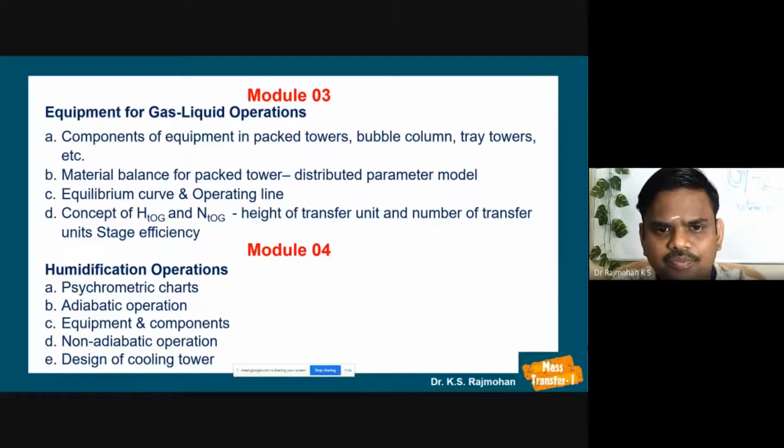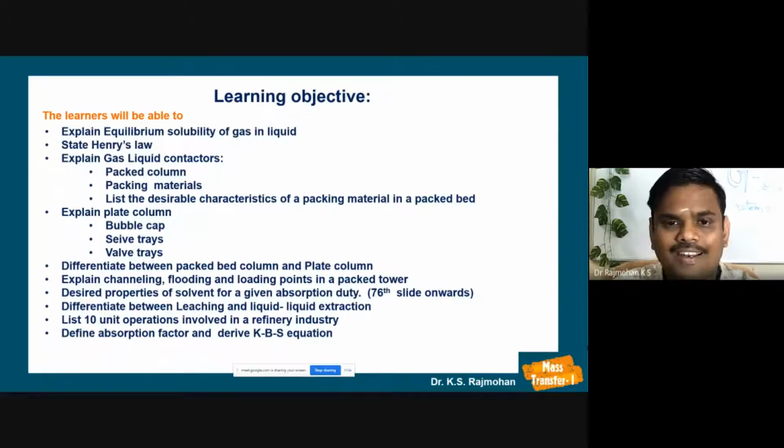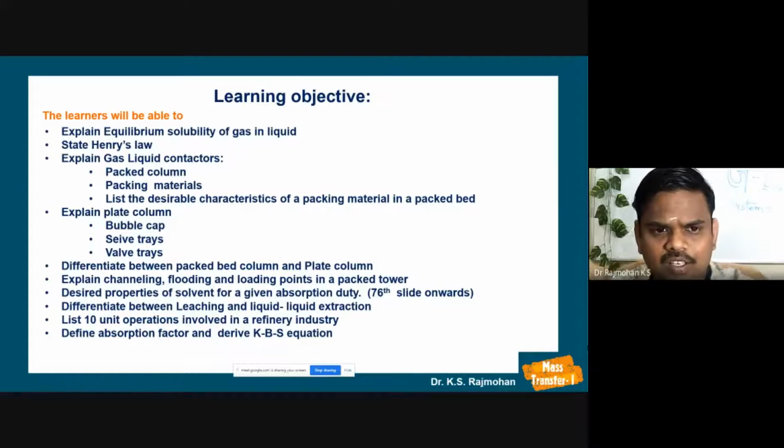If you look at the learning objectives of module number 3, the learners will be able to explain what the equilibrium solubility of a gas in liquid is and how to draw the equilibrium curve. What is Henry's law? What is the Henry's law constant? What is its unit when we express the Henry's law constant in different fashions? From Henry's law, how to plot the equilibrium curve, all that they will be able to explain.